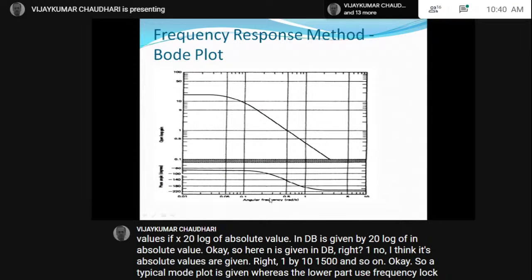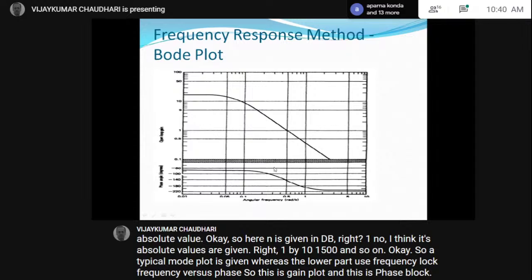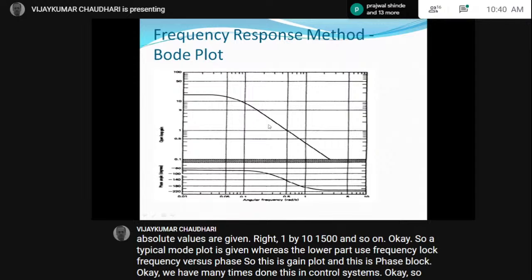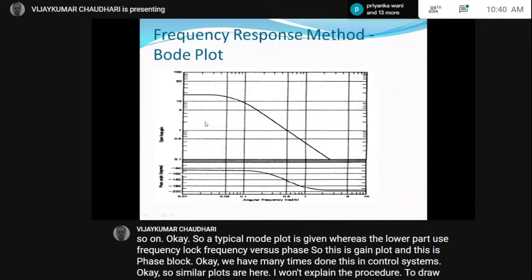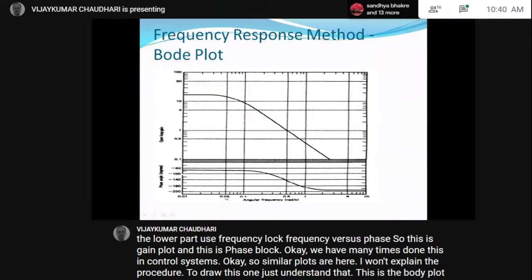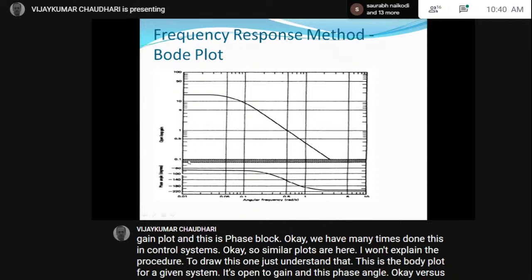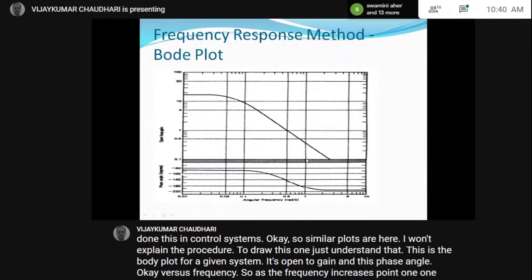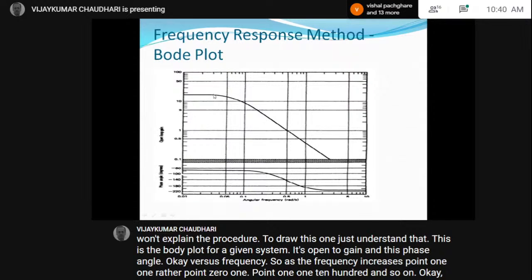We have done this many times in control systems, so similar plots are here. I won't explain the procedure to draw this one. Just understand that this is the Bode plot for a given system. This is the open loop gain, and this is the phase angle, versus frequency. So as the frequency increases, 0.01, 0.1, 1, 10, 100, and so on, the gain is varying like this, and then it's going like this.